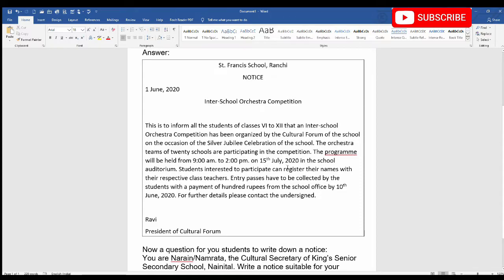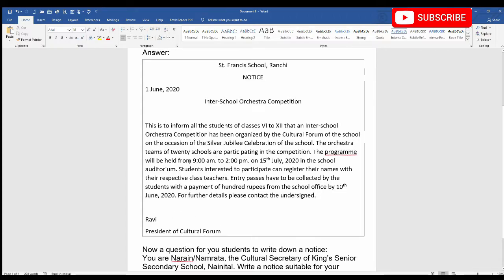Students interested to participate can register their names with their respective class teachers. Entry passes have to be collected by the students with a payment of 100 rupees from the school office by 10th June 2020. For further details, please contact the undersigned. Now the name Ravi as mentioned in the question and then the designation President of Cultural Forum.